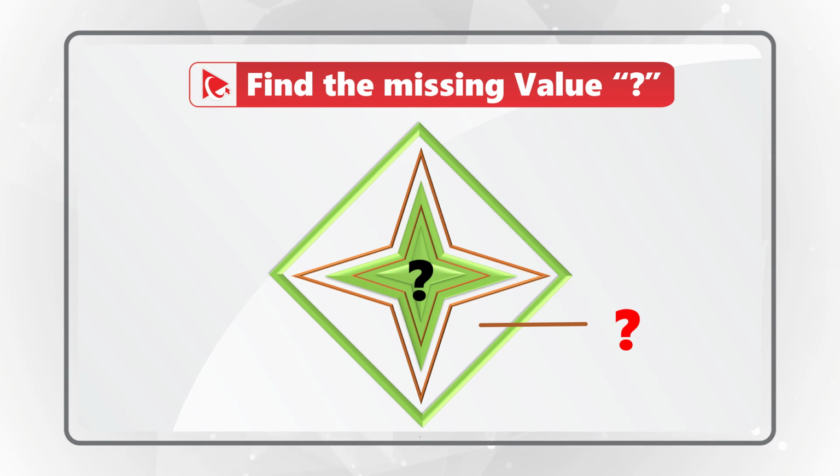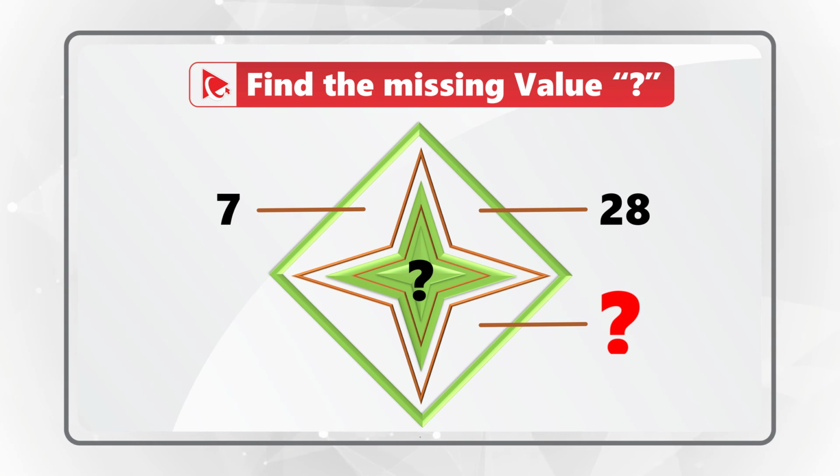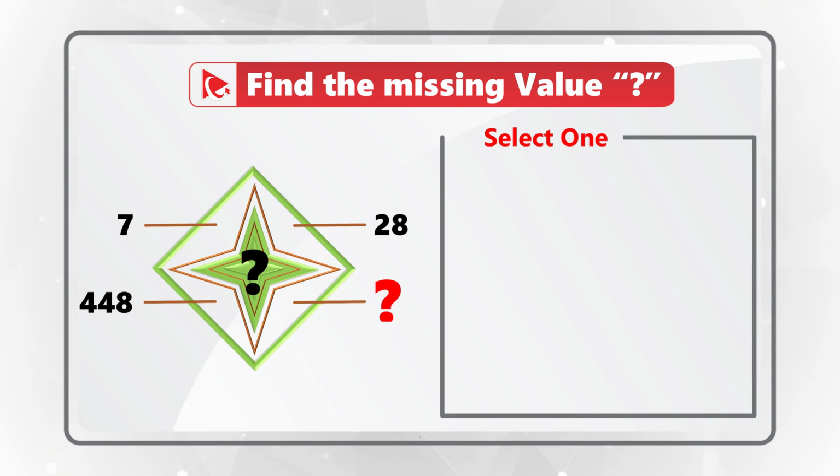For example, number 7 is at 11 o'clock, number 28 at 1 o'clock. Then comes the missing number at 5 o'clock, and then there is a number 448 at 8 o'clock. In the center of the combined shape, there is also a missing number represented by the question mark. You have 4 different choices for the final value.